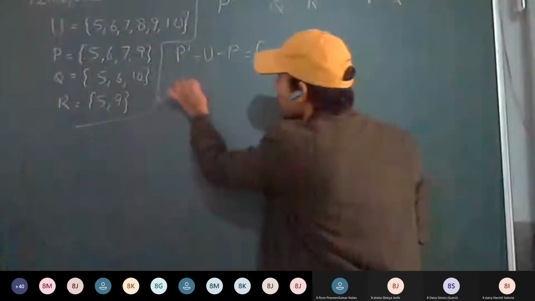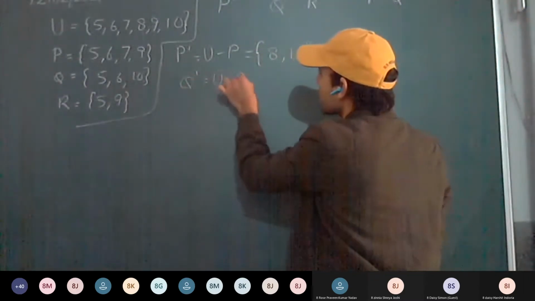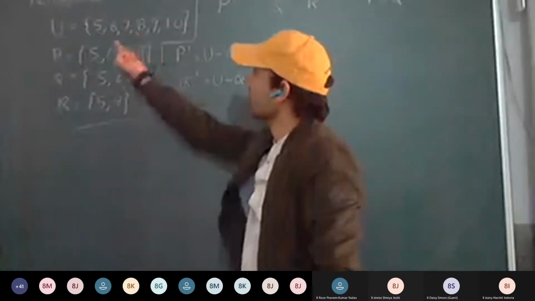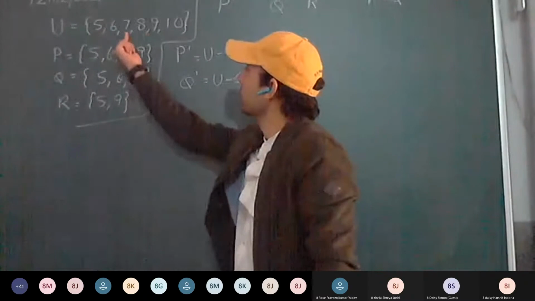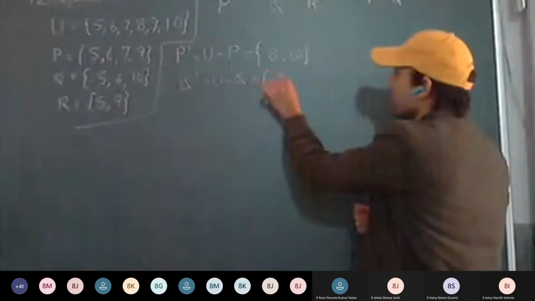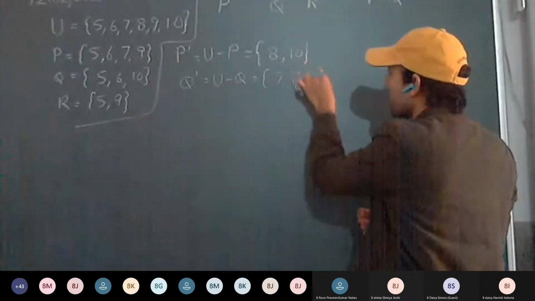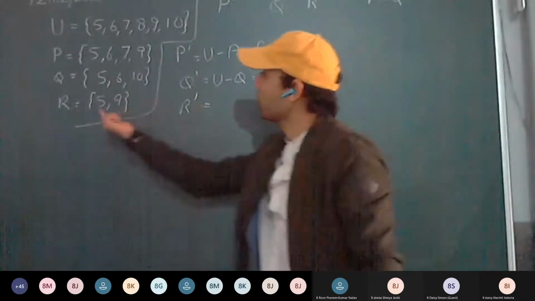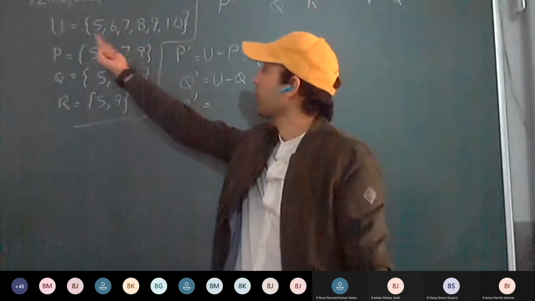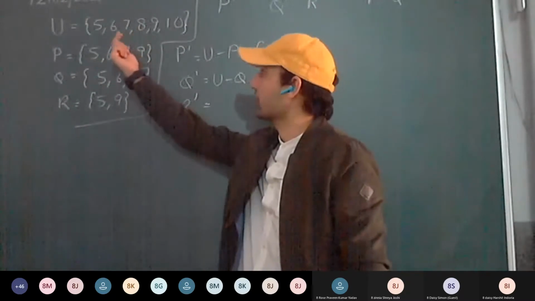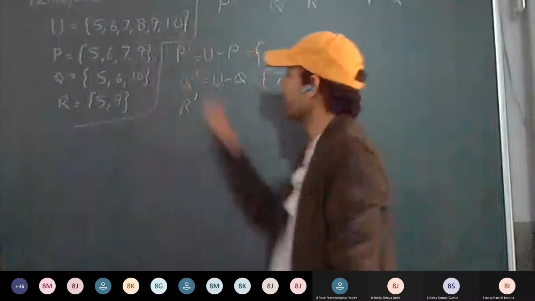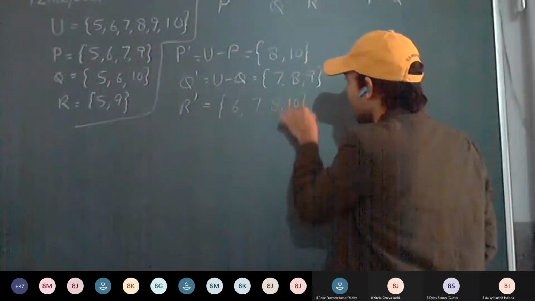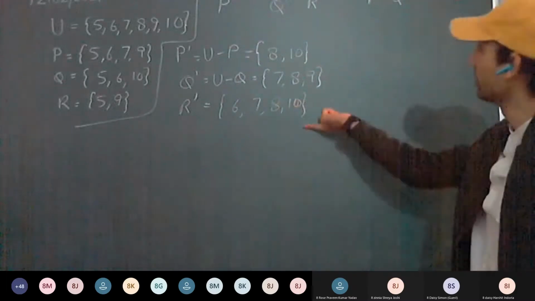Now calculate Q dash: U minus Q. Here we remove 5, 6, 10 from the universal set. So 5 removed, 6 removed, remaining are 7, 8, 9. Next is R dash. We remove 5 and 9 from the universal set. 5 removed, 9 removed, remaining are 6, 7, 8, 10. Anyone have doubt till now?